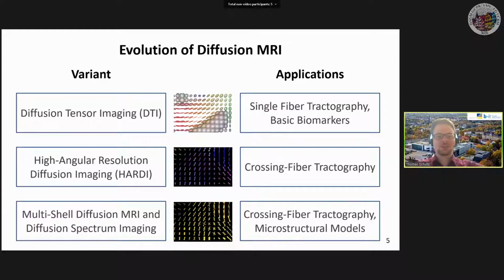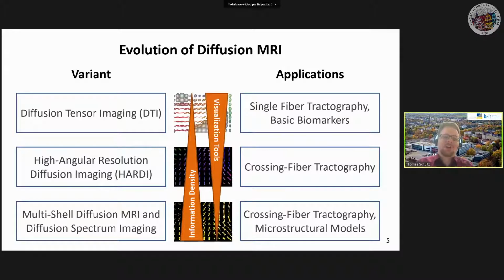And in general, as we advance from the top of the slide towards the bottom, the information density, the amount of information that you have at each voxel location, is greatly increasing. And our choice of visualization tools is really getting very narrow for these more advanced techniques. So this is also a specific application motivation for our work.